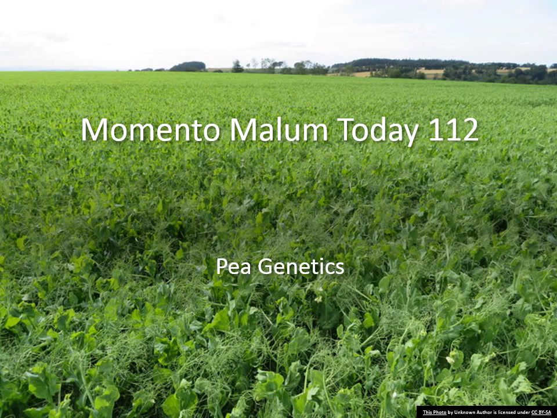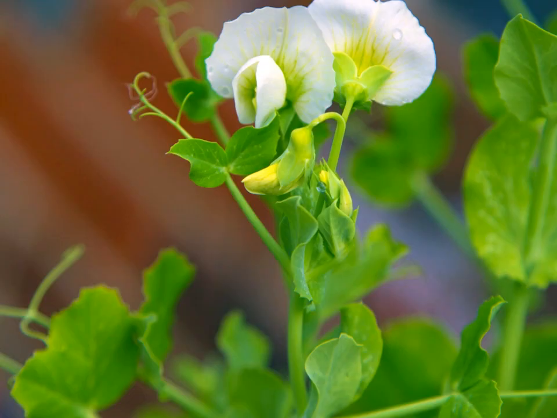In this episode, we'll be talking about pea genetics. Let's get started. After the pea was domesticated, it was further developed by people into multiple domesticated subspecies. This includes subspecies arvensis, or the field pea, subspecies sativum, or the seed pea, and the subspecies hortensis, or the garden pea, the latter of which has edible pods.